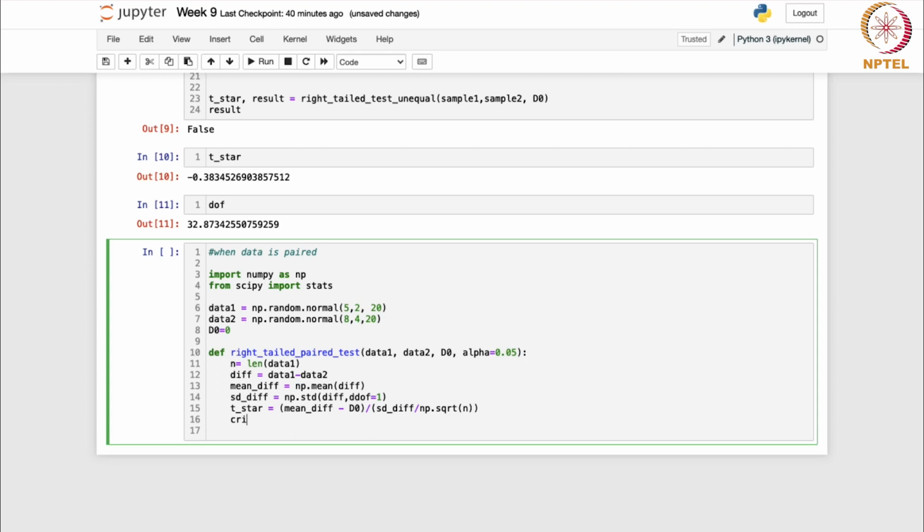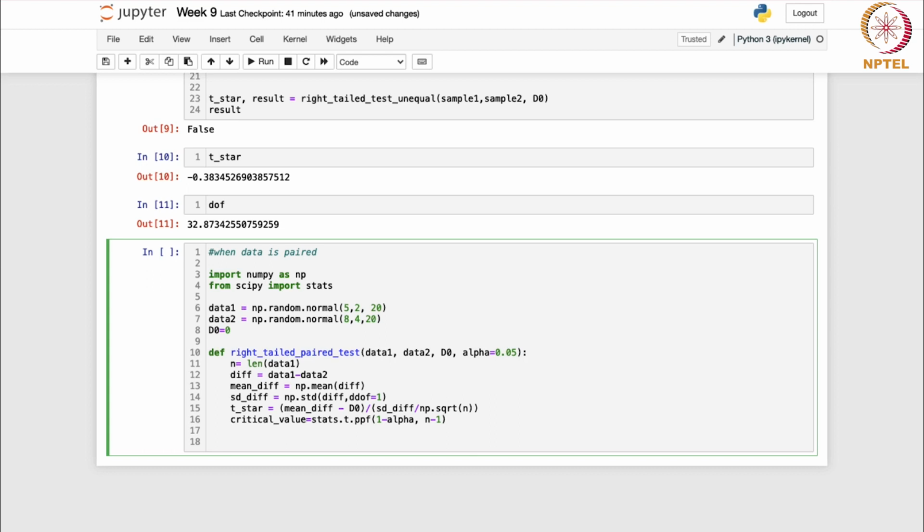Then the critical value would be calculated. The critical value here would be calculated using stats.t.ppf, the percent point function, again. So 1 minus alpha, n minus 1, and it would return the t star value and the result, or you could say it checks whether t star is greater than the critical value or not.